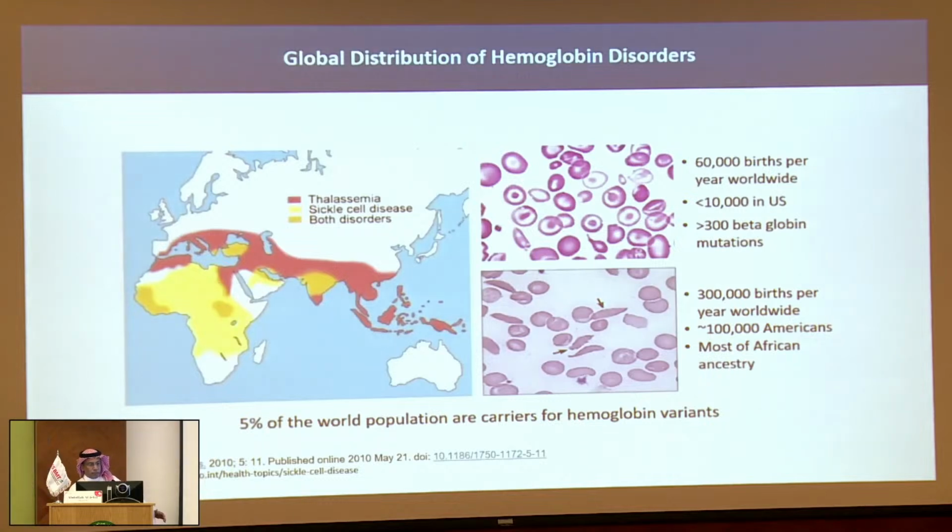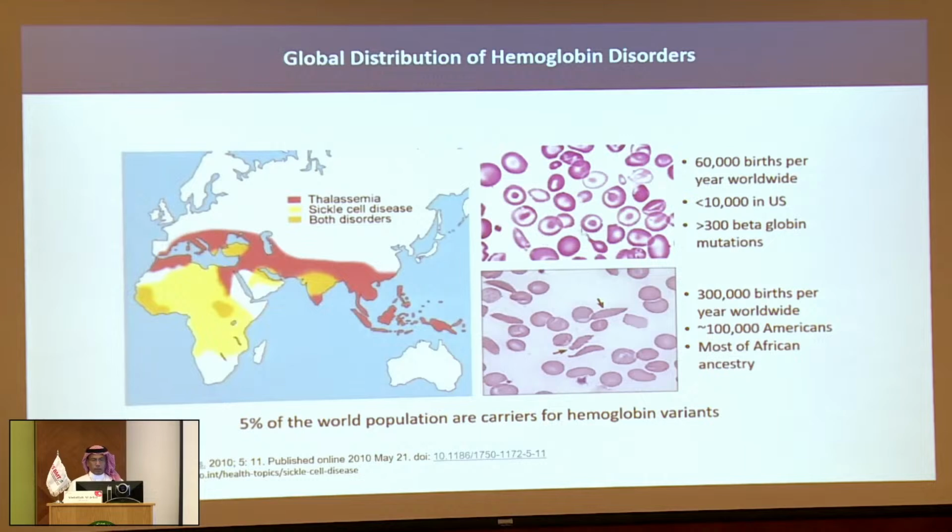Let me give you an idea about the magnitude of the problem of sickle cell and thalassemia around the world. As you can see, the distribution geographically extends from the Middle East, Southern Europe and North Africa, and extends to parts of Asia and the Far East. This is true for thalassemia. And the disease is endemic in Africa. And again, all of these diseases are spread all over the world now.